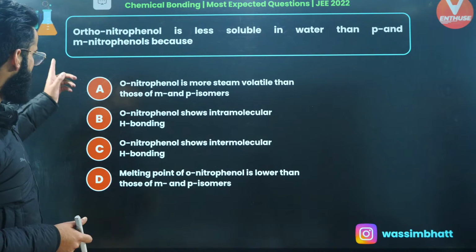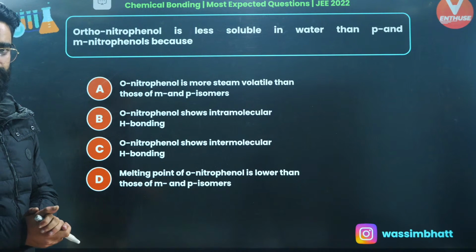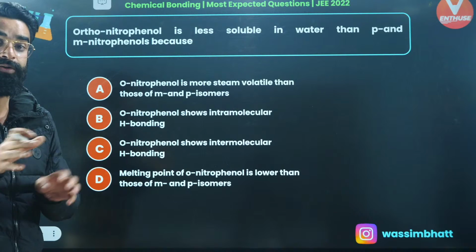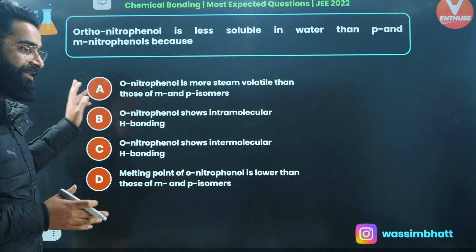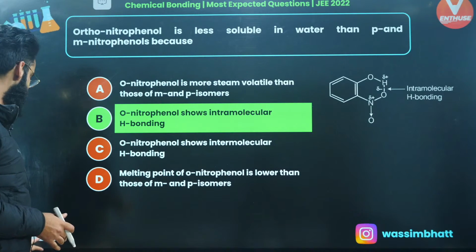So basically orthonitrophenol undergoes what? Intramolecular hydrogen bonding. So it's option B, which is the correct one. Hydrogen bonding within the molecule means intra, hydrogen bonding between two molecules means inter, right? But in this particular case, intramolecular hydrogen bonding occurs, right?